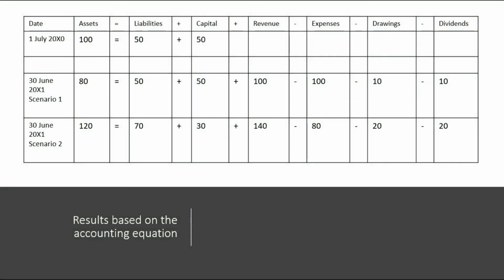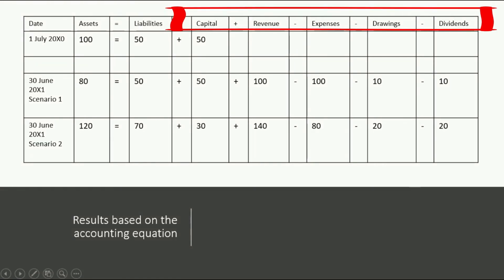If we now expand the accounting equation, replacing owner's equity with capital, plus revenue, less expenses, less drawings and less dividends, and compare the beginning period scenario with scenario 1 and scenario 2, the capital, revenue, expenses, drawings and dividends making up the owner's equity can be different in scenario 1 and scenario 2.